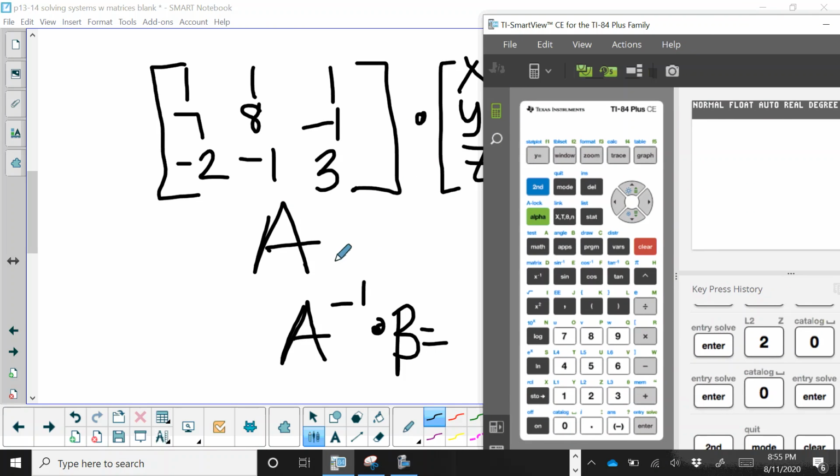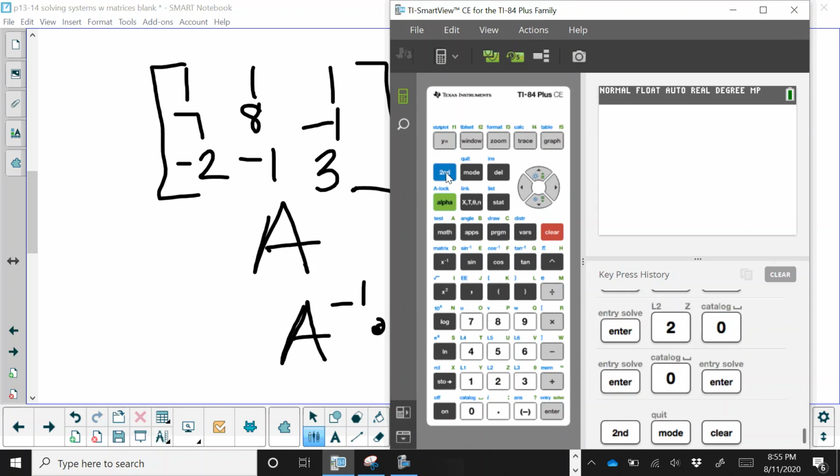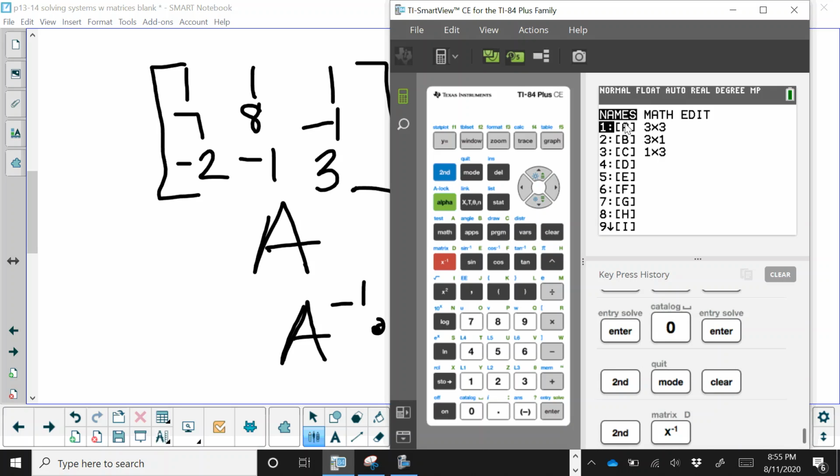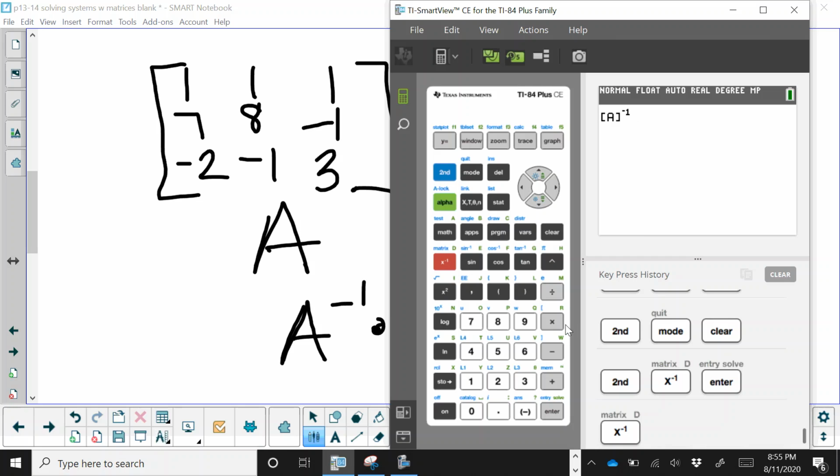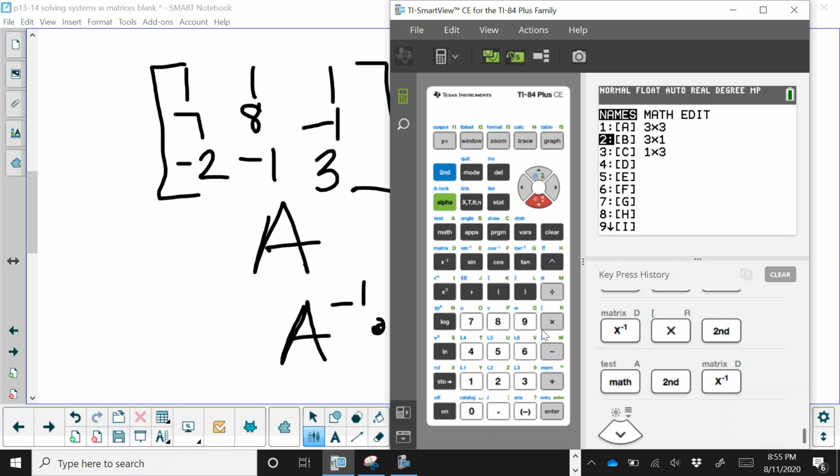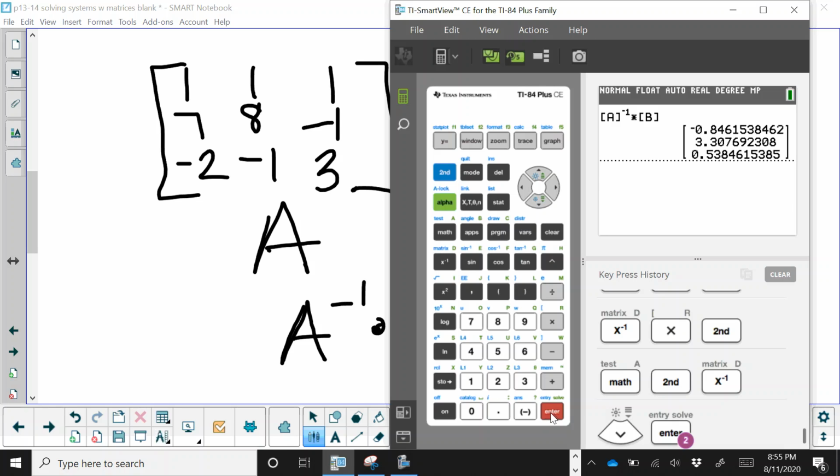Now, to type it in the calculator to solve this system, we're going to take A, and to get the name A, we do second matrix, stay on this screen, and just choose A, which is number 1. We want to find the inverse, so we're going to raise it to the negative first. You guys did that for homework last night. Times, and then B. We just need the name B, so second matrix. I did the wrong one. Second matrix, you go down to the 3 by 1 and enter. So hit enter one more time to get the solution, and there's the solution.